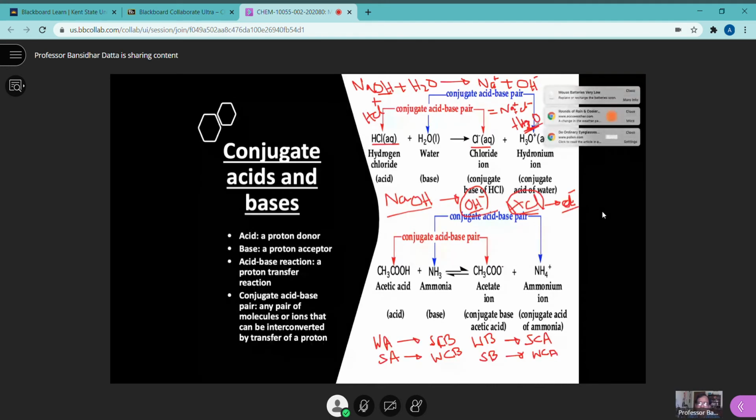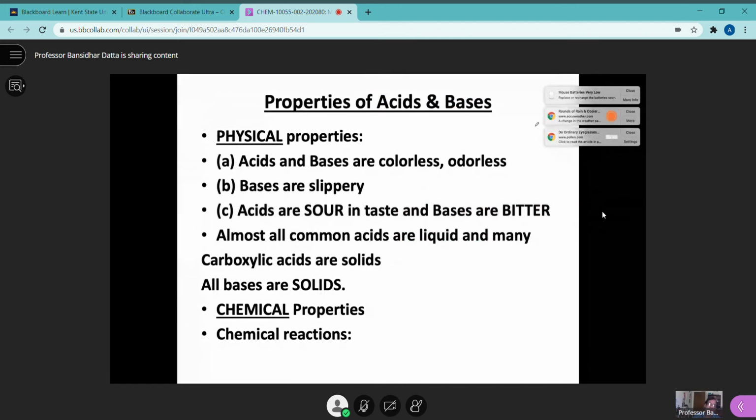Thank you. All right, let's go to the properties of acids and bases now. Consider two types of properties of acids and bases. One is called physical properties. Physical properties are usually just looking at it: color, taste, all sorts of stuff. So physical properties include, but are not limited to, acids and bases are usually colorless, odorless. Bases are slippery. Acids are sour in taste, and bases are bitter in taste. I think we talked a little bit about this.